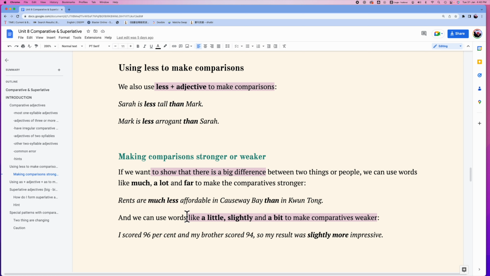To make the comparison weaker, words such as a little, slightly, and a bit can be used. For example, I scored 96% and my brother scored 94%, so my result was slightly more impressive. In conclusion, the use of less and modifying words helps to communicate the degree of difference between two things or people.